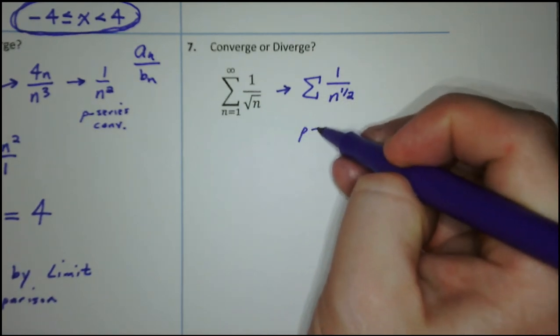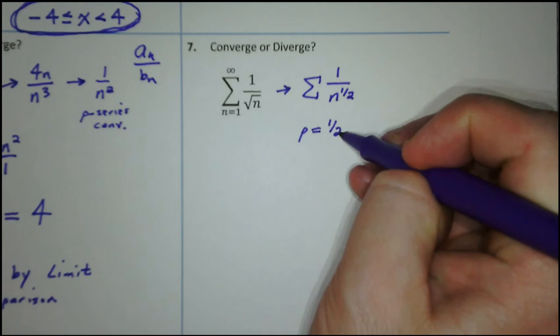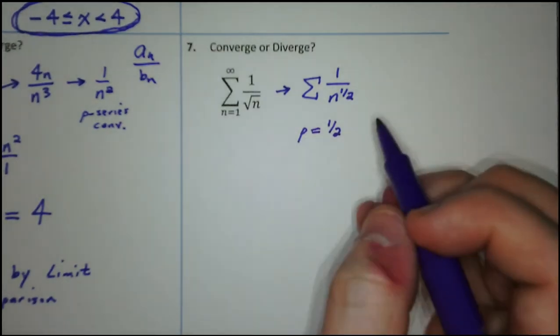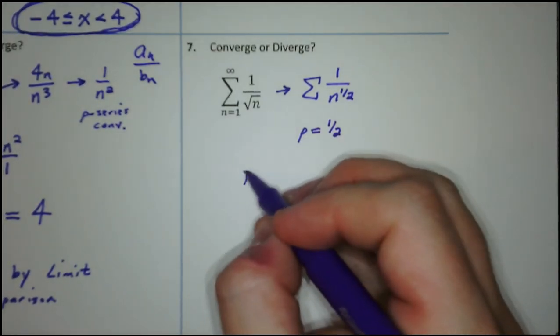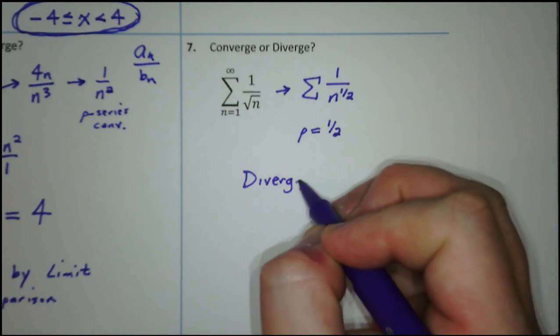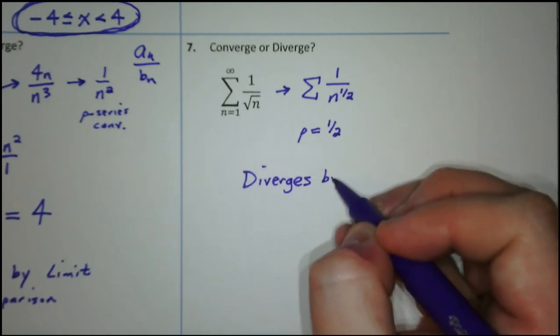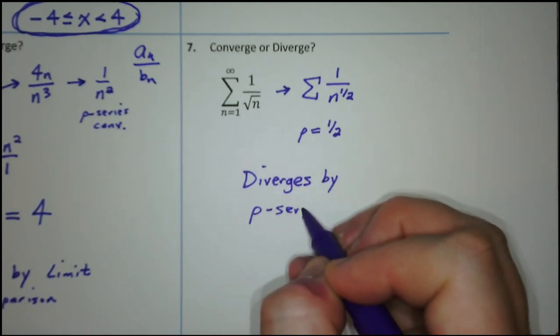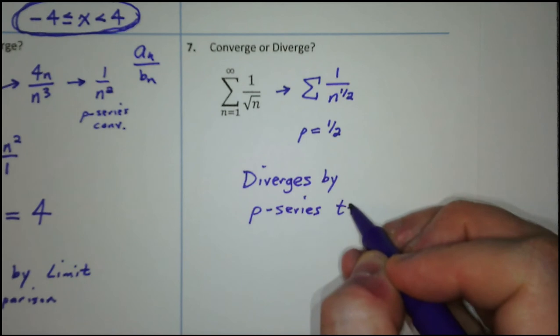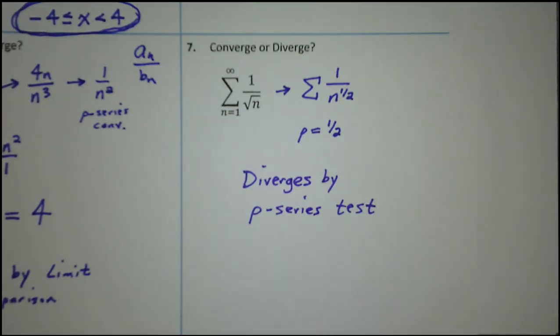So since it is a p-series, and since our p-value is 1/2, what does that mean? That means it diverges by p-series test. That one was just that easy.